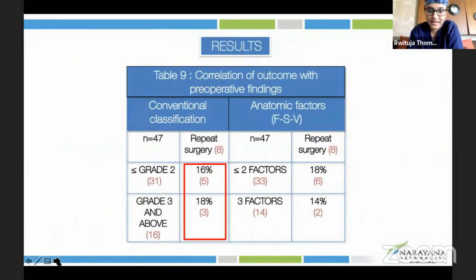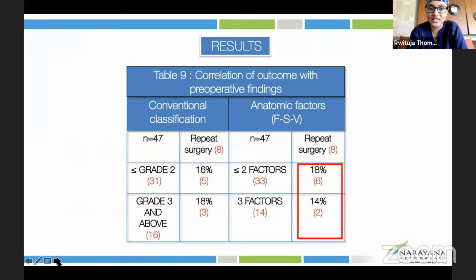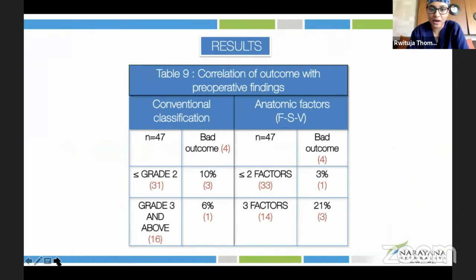So in the results, the repeat surgery as such didn't show any pattern, because either we didn't have enough numbers or there was some sort of bias towards using the anatomic classification. But with respect to the bad outcomes, the conventional classification did not predict the bad outcome well, wherein higher grades of contracted socket were showing less of a bad outcome. Whereas in ours, patients who had more than 3 factors from the anatomic classification had a bad outcome, 21% versus 3%.